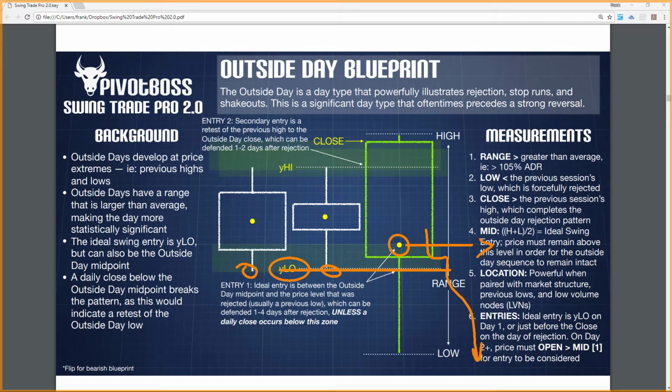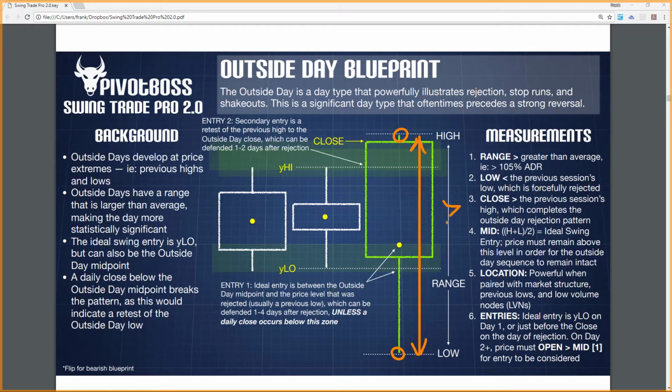Now, what makes a great outside day? Let's look at the measurements. Number one, it needs to be greater than average, the size of the range. So from the high to the low, that range needs to be greater than average range. In this case, I say 105%. So if it's 5% greater than average, that's good enough for an outside day in most cases.